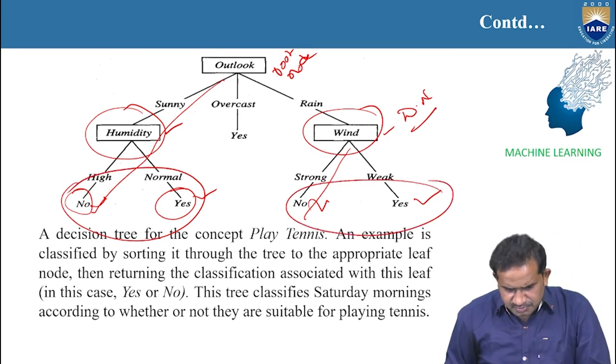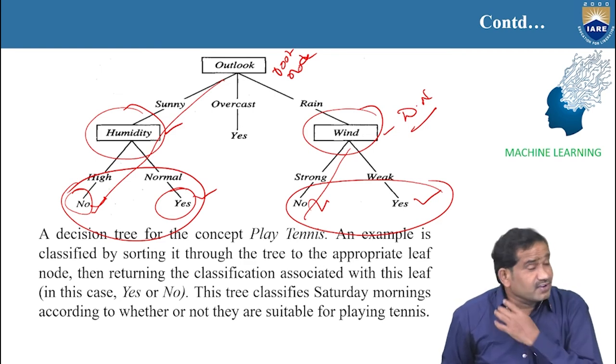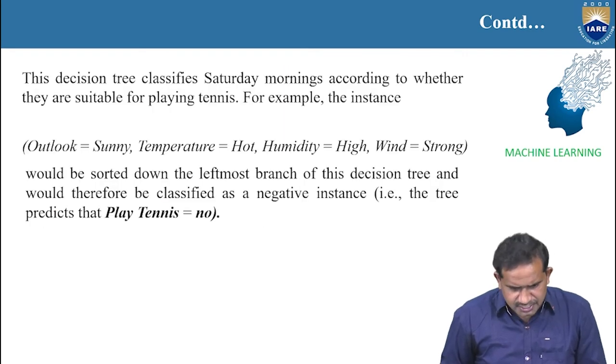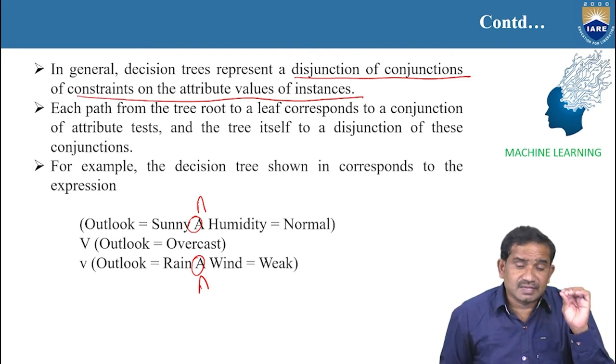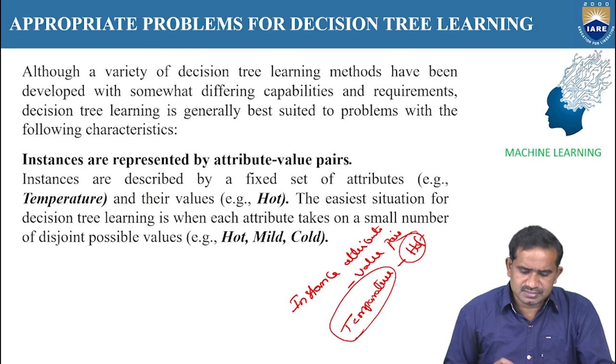These final nodes are called leaf nodes of the decision tree. Then we can easily work out how to finalize the decision based on these inputs. The main thing about this representation is that the decision tree represents a disjunction of conjunctions of constraints on the attribute values of the instances. Based on that, we are discussing further.